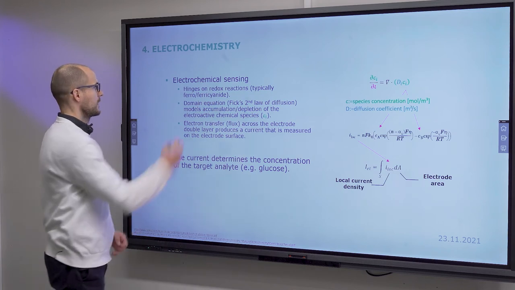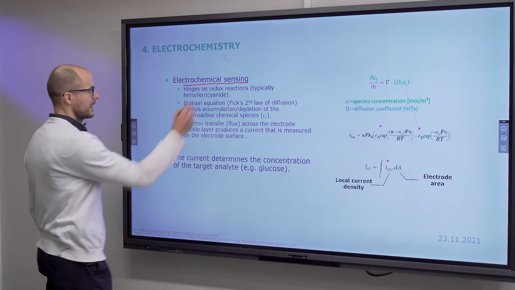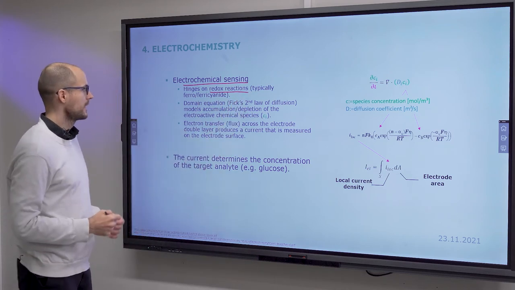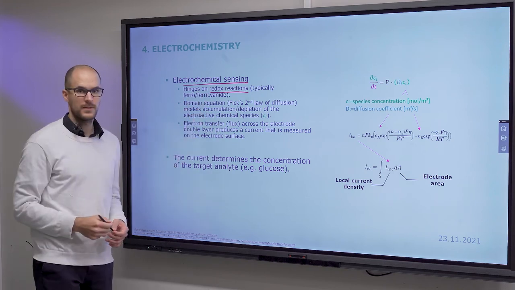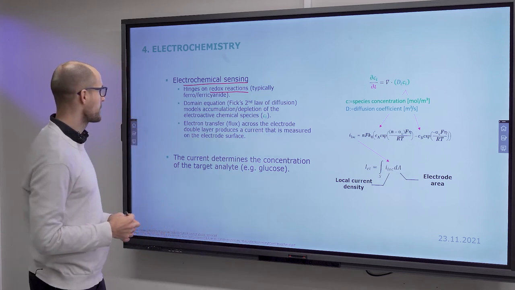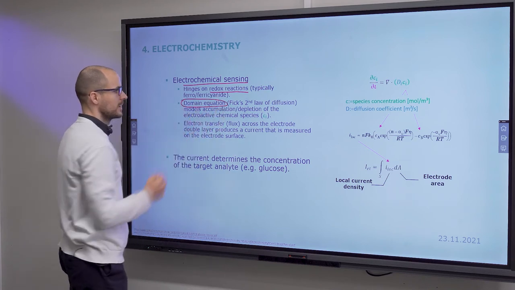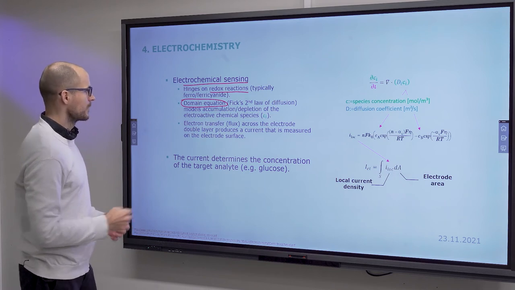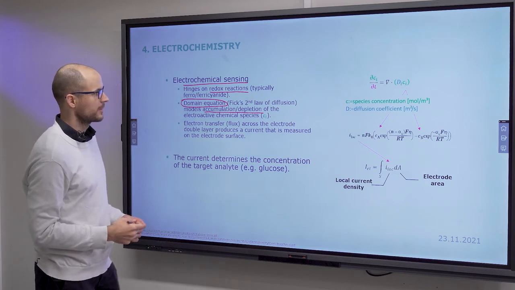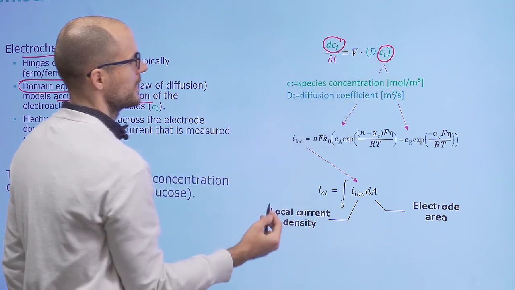Electrochemical sensing is also something you can simulate. Electrochemical sensing hinges on redox, so reduction oxidation reactions, typically ferrocyanide to ferricyanide. It is a reversible reaction between these two materials that gives you the base signal. And you can calculate with the domain equation, which models the accumulation or depletion of the electrochemically active species, the concentration of which is defined here.